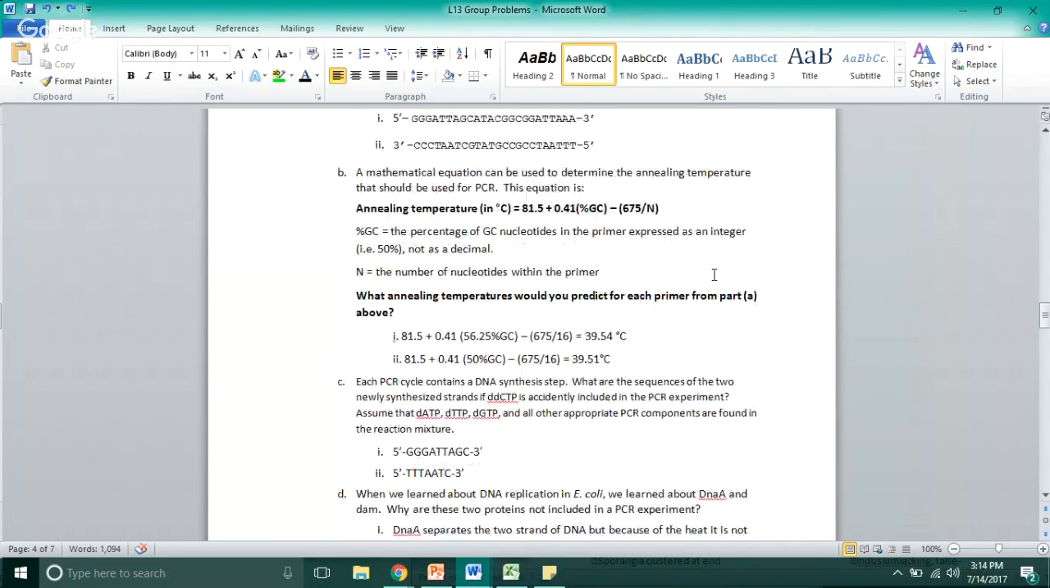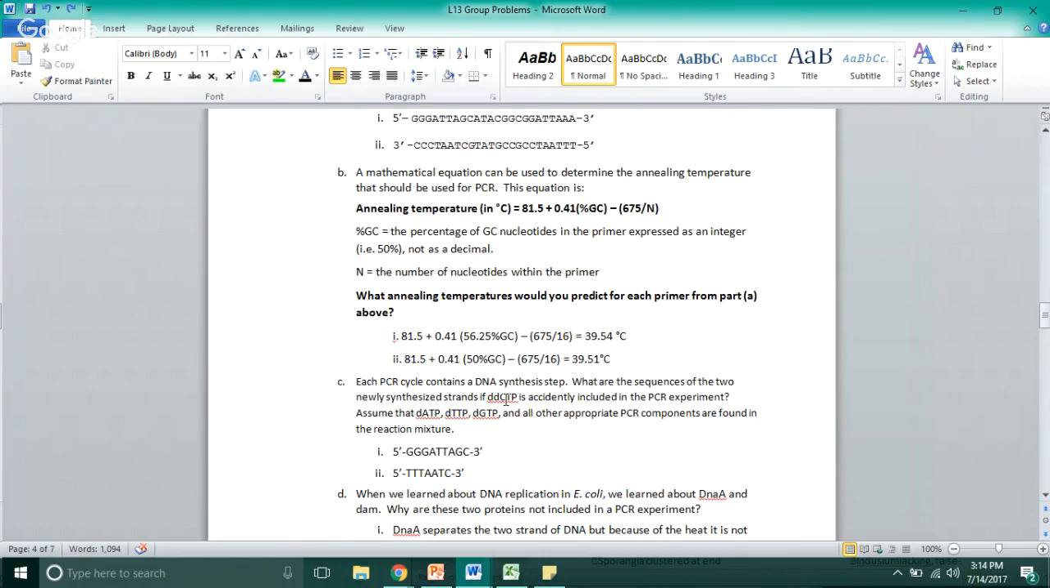Then each PCR cycle contains a DNA synthesis step. What are the sequences of the two newly synthesized strands if ddCTP is accidentally included in the PCR experiment? Assume that dATP, dTTP, and dGTP and all other appropriate PCR components are found in the reaction mixture. So what this means is that once you get to a C, it will stop the PCR experiment.